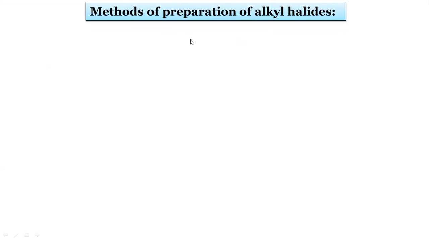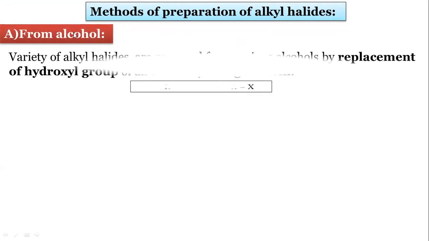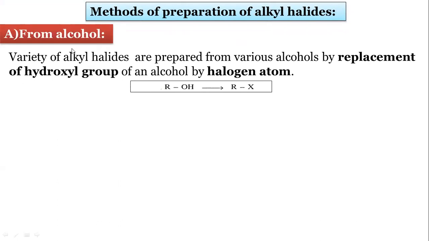Then, methods of preparation. Next point is methods of preparation of alkyl halides. Means RX we have to prepare, RX, that is alkyl halide, from alcohols. So alcohols, the functional group of alcohol is ROH.